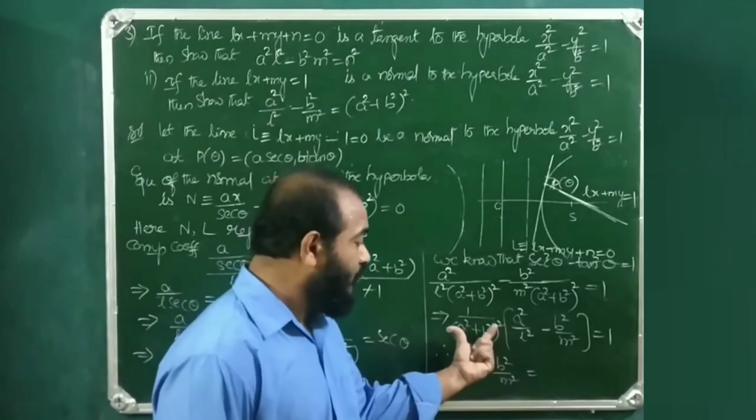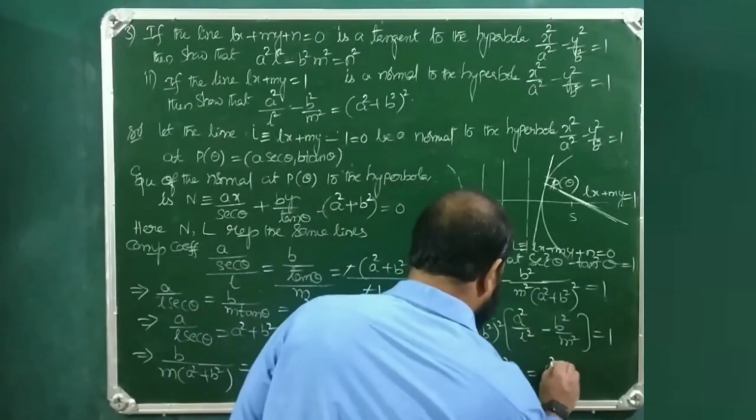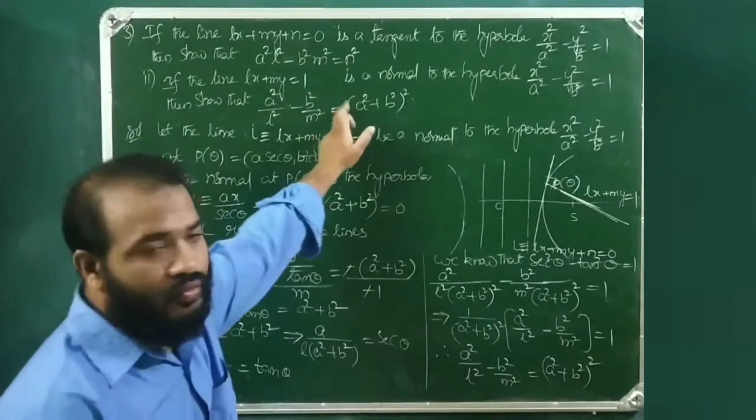This fraction would be reversed if you transpose. This is equal to (a square plus b square) whole square, which is what we need to prove.